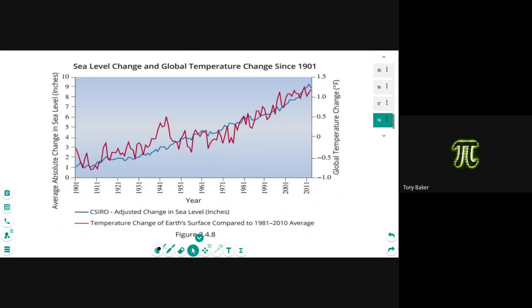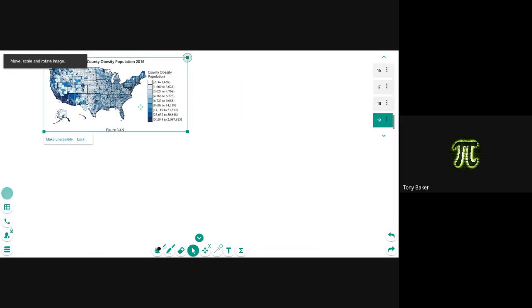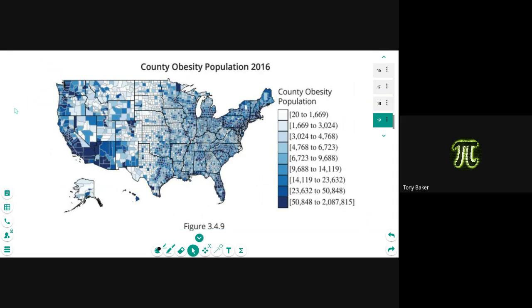I love these graphs. These are known as geospatial graphs. This is a great way to visualize data. In this case, this is the county obesity population. So there's a number of people in each county that would be considered obese. The darker the color, the more obese people live there. And you can see color shadings. Now we have this big section in the middle that's pretty much all white, because nobody lives there, or very few people live there.